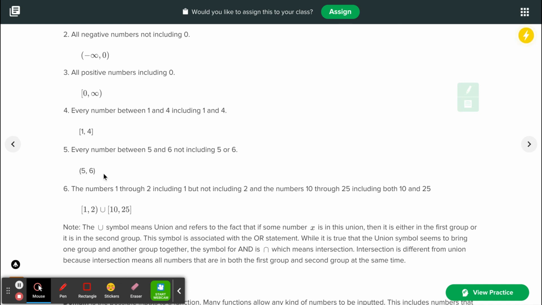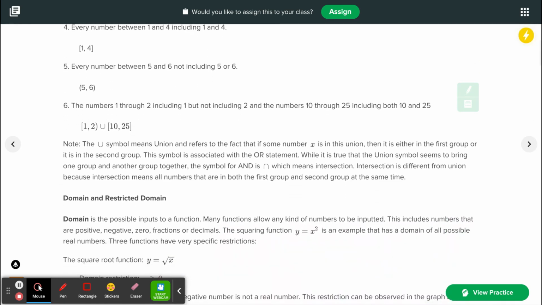Again, this looks like a point, a coordinate point, but when we're talking about domain and range and interval notation, we would use something like this. There are some other examples here. We're not going to get into the union a whole lot, but basically it's just combining two sets of numbers.